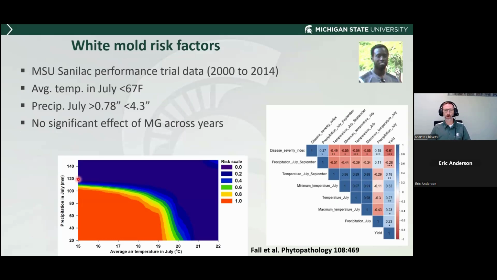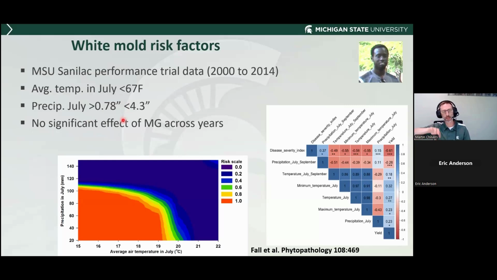So in terms of white mold risk factors, we did some work with a postdoc in my lab, Mamadou, and he looked at the MSU performance trial data that John Boyce and Deachin had run for many years. So we looked at 15 years worth of data, and the interesting thing that popped out is the average temperature of less than 67 Fahrenheit during the month of July was something that really tended to trigger heavy disease years. And then precipitation, somewhere between 3/4 of an inch to less than 4.5 inches.